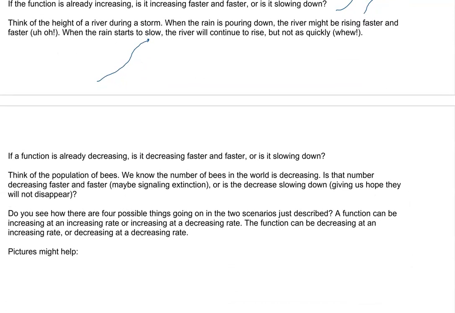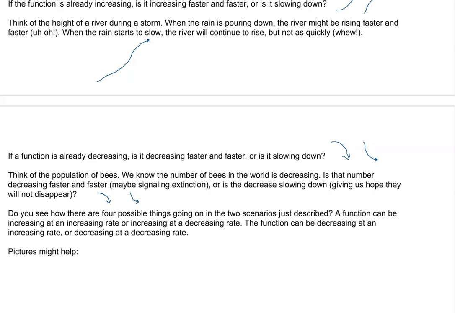If a function is already decreasing, is it decreasing faster and faster, like a snowball, or is it decreasing with a hope of possibly leveling off? Is it slowing down? Think of the population of bees. We know the number of bees in the world is decreasing. Is that number decreasing faster and faster, maybe signaling extinction? Or is the decrease slowing down, giving us hope that they will not disappear?